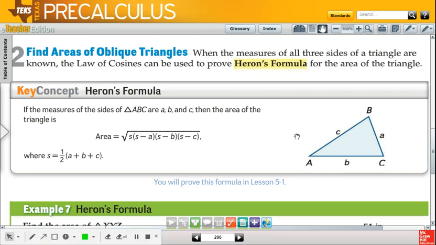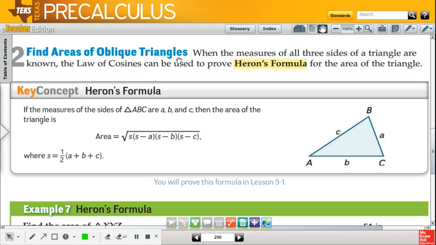Alright, so in this section, we're going to cover Heron's formula. The goal with Heron's formula is to find areas of oblique triangles, meaning non-right angle triangles. So if you have a triangle that is not a right angle, then it's classified as oblique. And in order to find the area of it, we might be able to use Heron's formula.